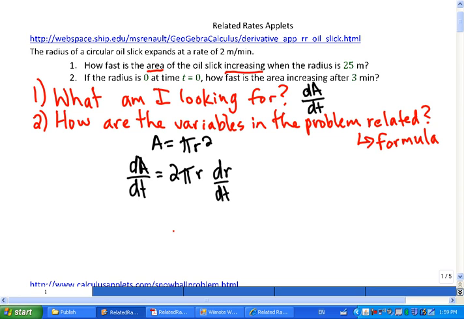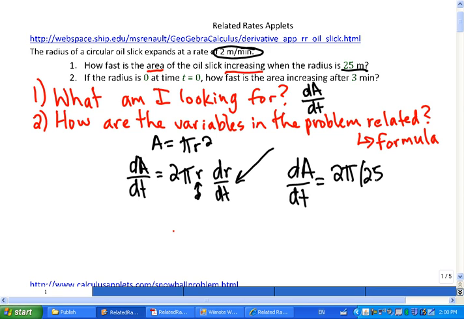So the question says, when the radius is 25 meters, how fast is the area increasing? So radius is 25. That means right there, I'm going to be able to put that in for the radius. It tells me here the oil slick's radius is expanding at a rate of 2 meters per minute. So that's going to go into here. So that means the change in area at that particular moment, or instant rather, would look like this, and that's 100 pi.